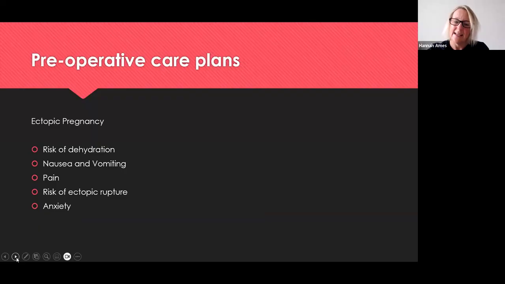So ectopic pregnancy, again, they have got an actual presenting problem. So they're going to have things such as risk of dehydration. They might be nil by mouth, but also they might be having nausea and vomiting. It's quite common with an ectopic. They will have pain, so pain will be appropriate to do.